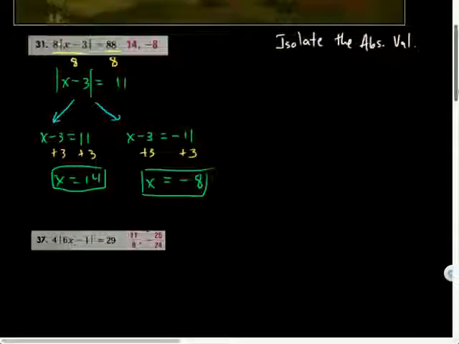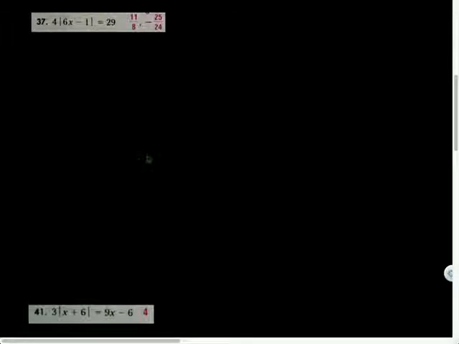Technically, I'm not going to talk about distribution with absolute value yet. Beware, though. Problem 37, same idea, really. We've got to get the abs val by itself first. I divide both sides by the 4. You guys are probably just scared of this one because of the fractions maybe. Ain't nothing to be afraid of. Now I've got the abs val isolated, so we break it up, just like pioneers used to. So we've got 6x minus 1 equals 29 fourths.